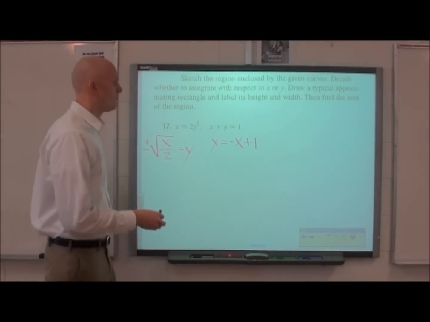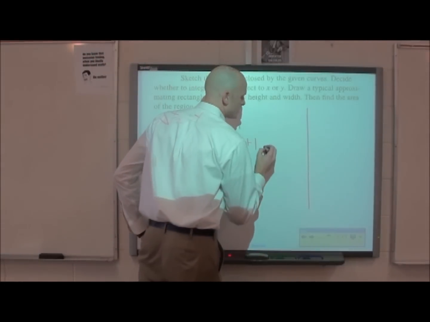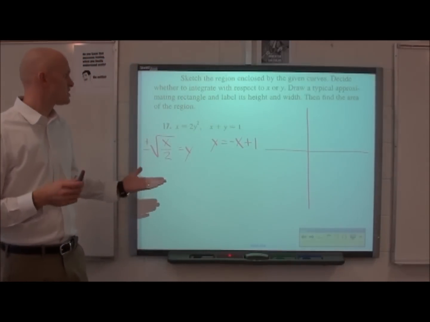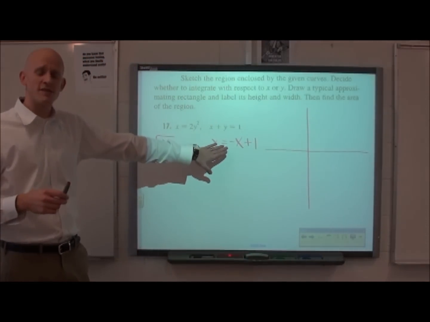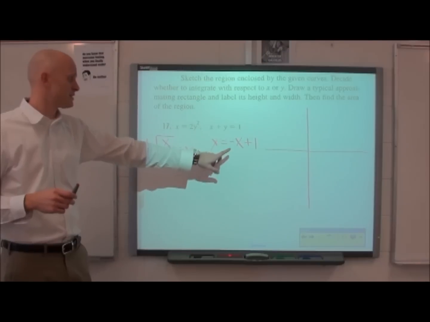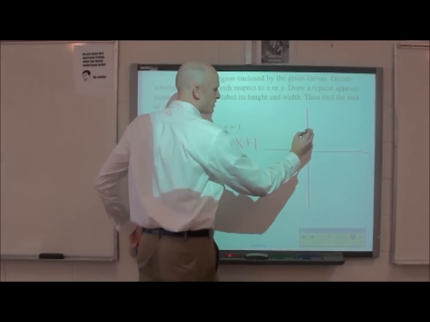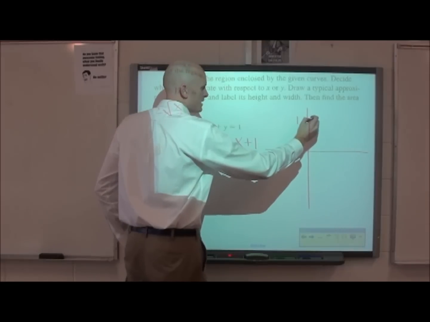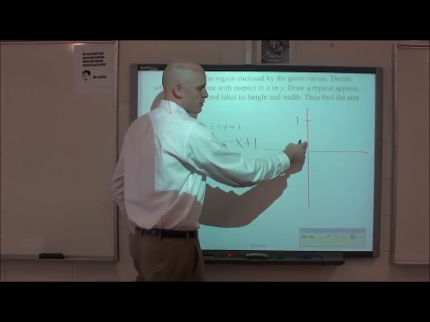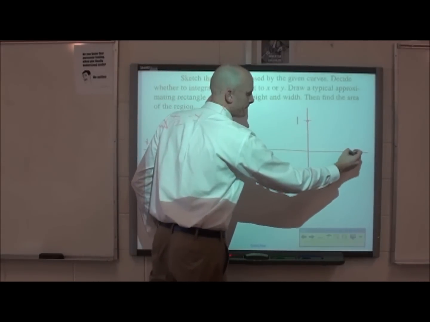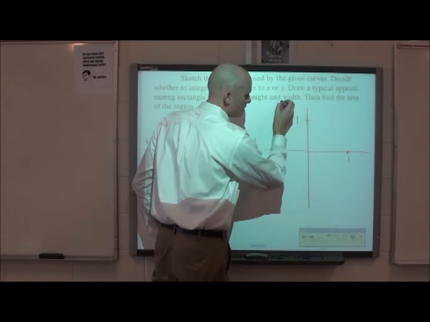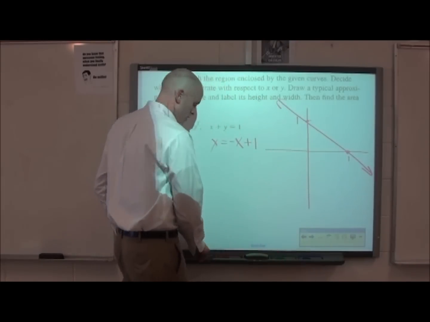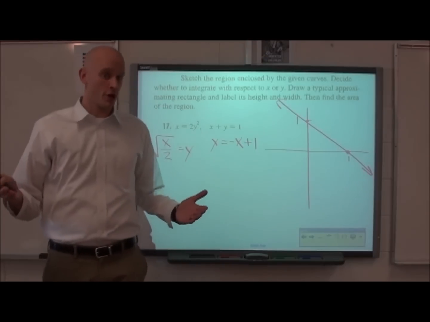Now, if I'm going to sketch these things, here is my axis that we're going to sketch on. This curve is easy to sketch. I know what that one looks like. Like I said, it has a y-intercept of 1 and a slope of negative 1. That means we go down 1 over 1. Alright, so there is one of our curves.